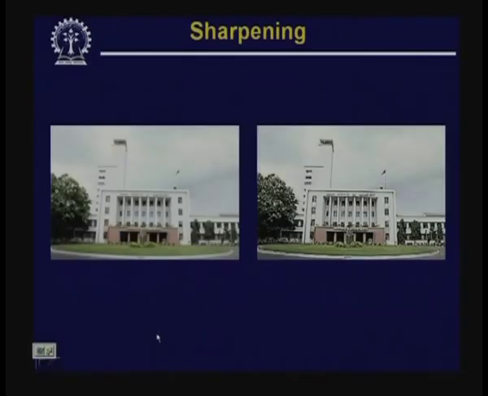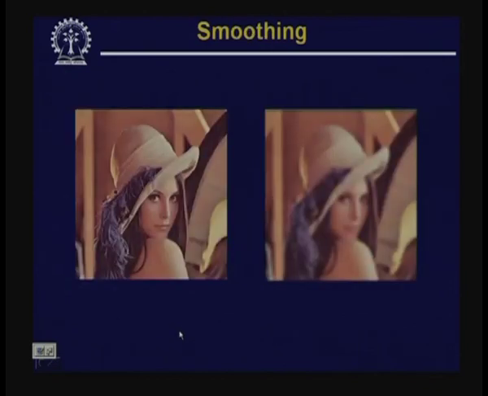So, in this particular case, you find that on the left hand side we have the original color image, and on the right hand side we have the smoothed image, where this smoothing is carried over a neighborhood size of 5 by 5.